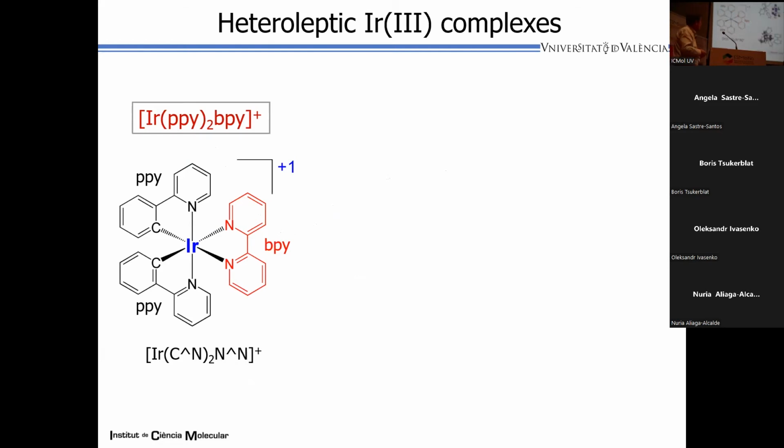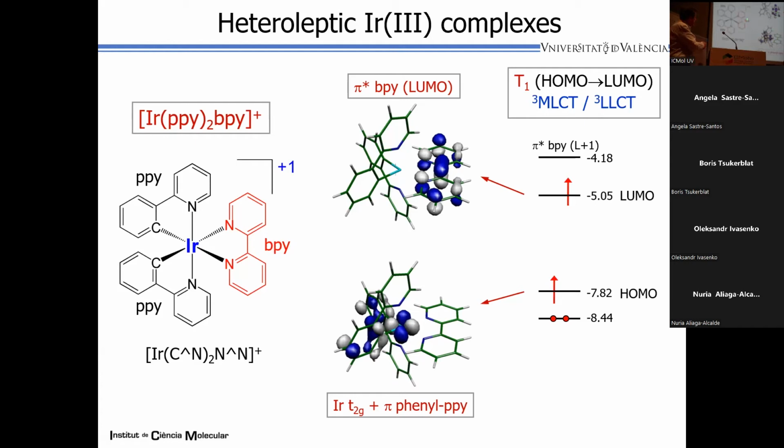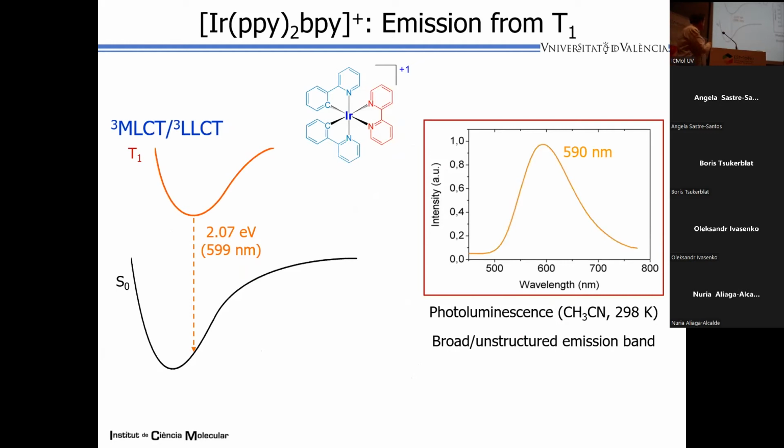And in this complex, there is a very important difference from the ruthenium complexes: the HOMO is localized now on the metal, but also on the phenyl rings. And the LUMO is fully localized on the BPY ligand. And the first triplet state also corresponds to a HOMO-LUMO transition that now involves a transition from the metal to that ligand and also from these ligands to the other ligands. We have a metal-to-ligand charge transfer and also a ligand-to-ligand charge transfer state. Then the emission will take place from this metal-to-ligand charge transfer state and is in the orange.